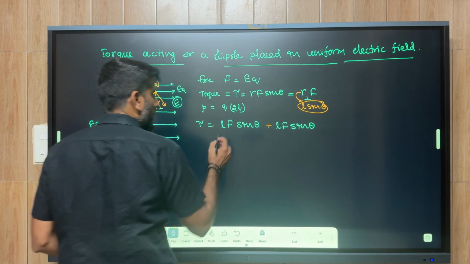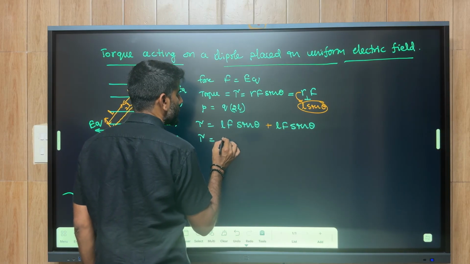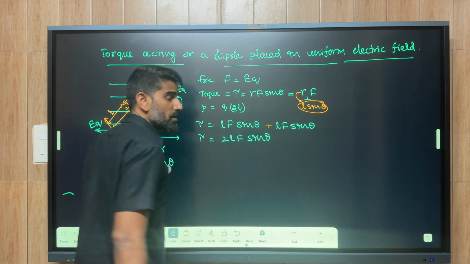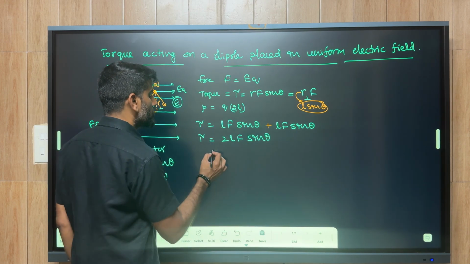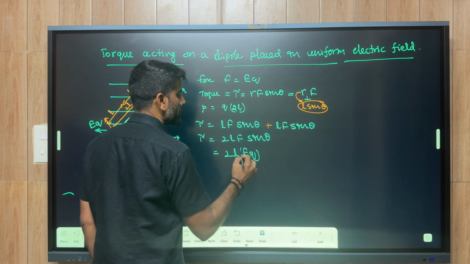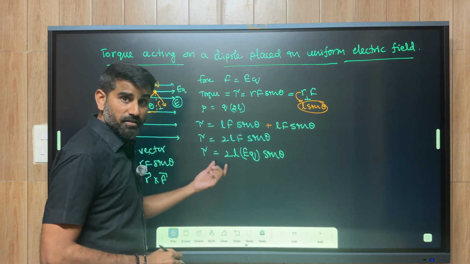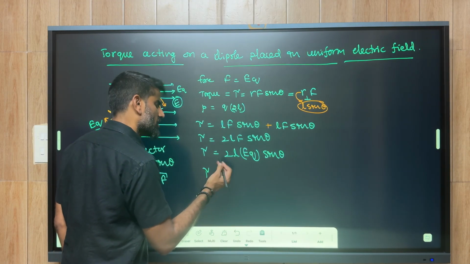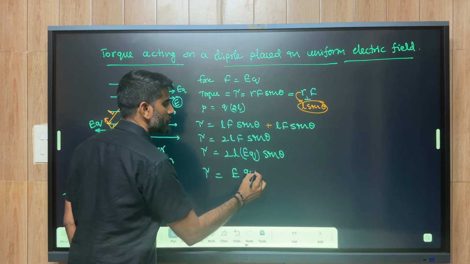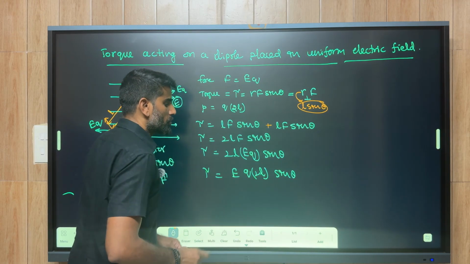So LF sin theta and LF sin theta, what will be the result? Tau is equal to 2LF sin theta. And we know F is equal to EQ, right? I am rewriting this equation for our convenience: torque tau is equal to E, Q into 2L sin theta.